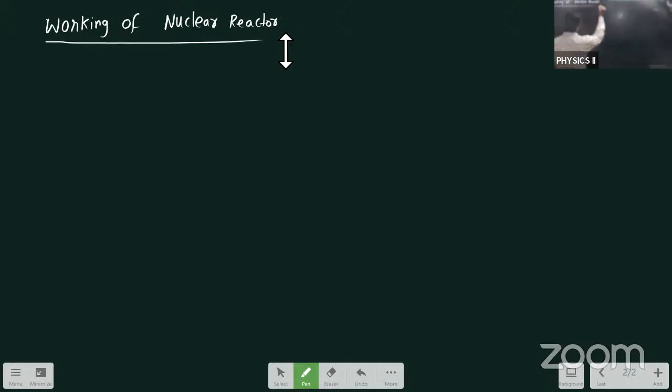After writing these components, you are supposed to write the working of the nuclear reactor. So what are the points that you are supposed to write in case of the working of a nuclear reactor?